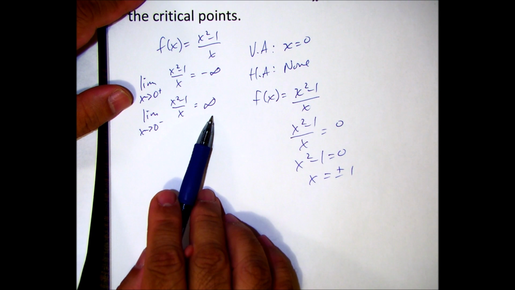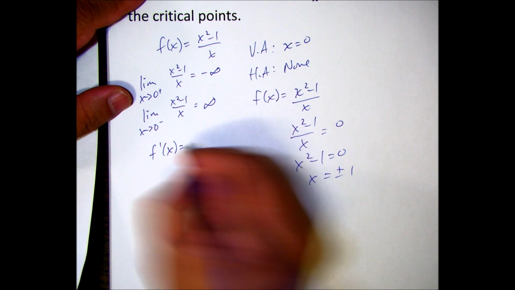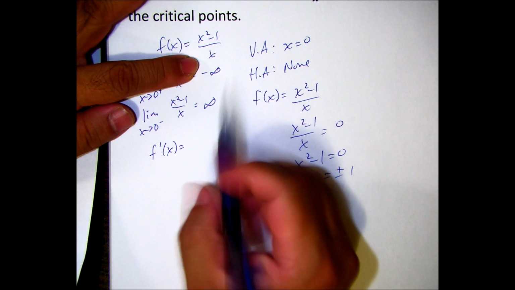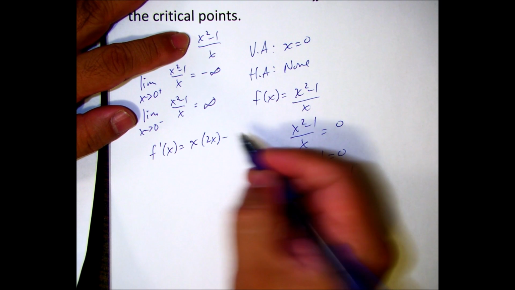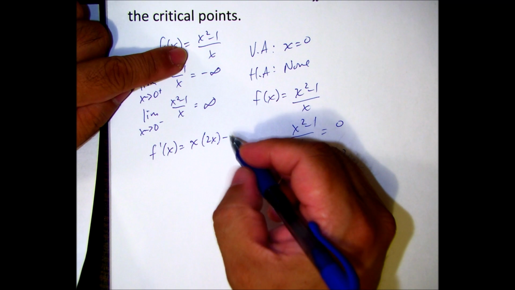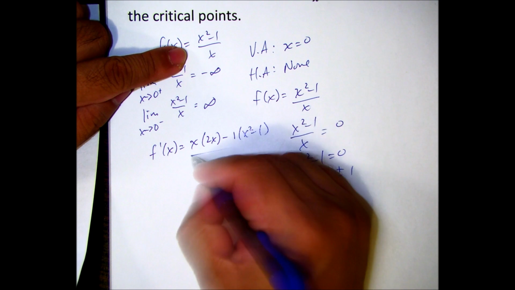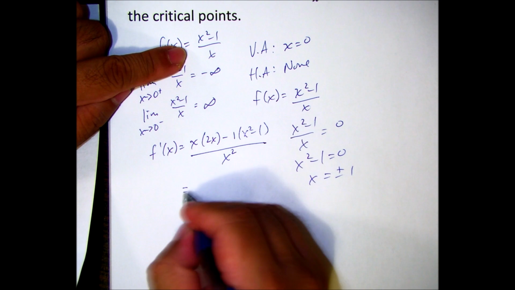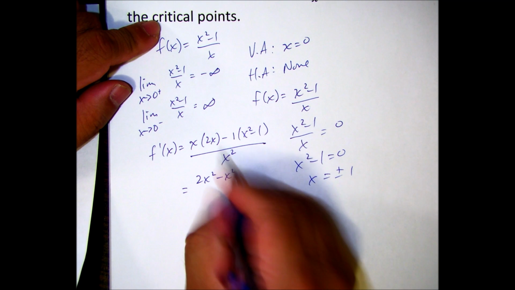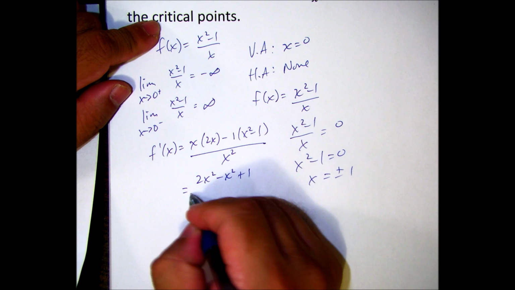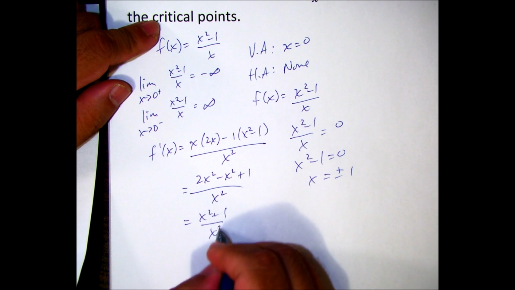Alright, moving on. Let's take the derivative and see how the slopes are behaving. Here, take the denominator times the derivative of the numerator, minus the derivative of the denominator, which is 1, times the numerator, all over the denominator squared. That's going to give us 2x squared minus x squared. Minus and minus is a plus. So we get x squared plus 1 over x squared.